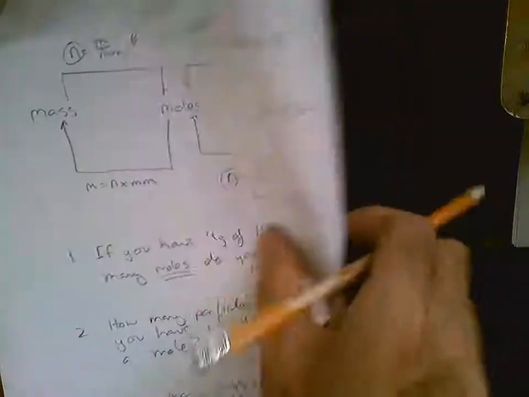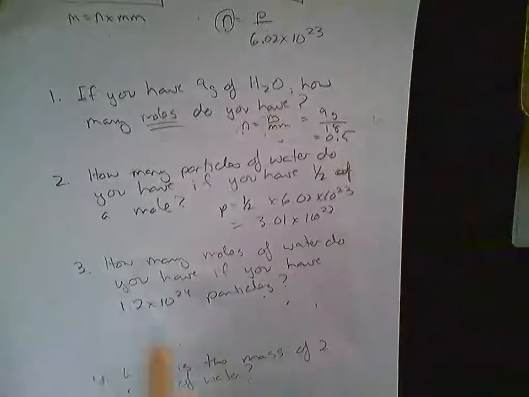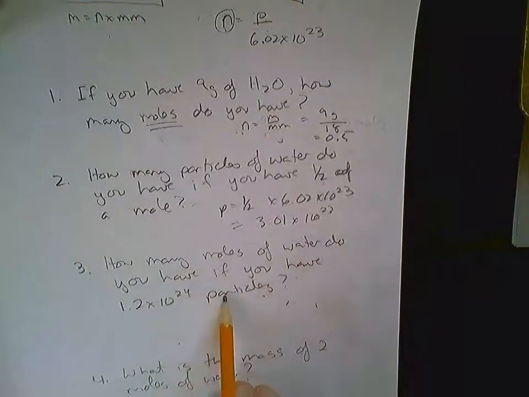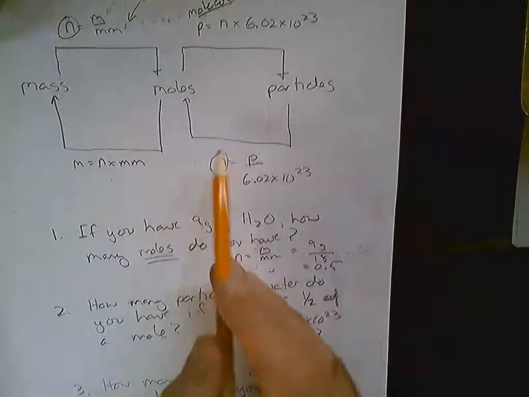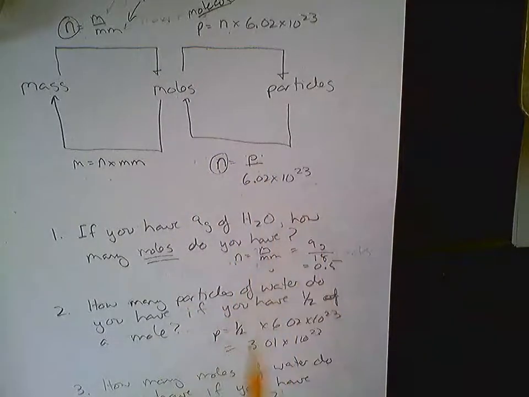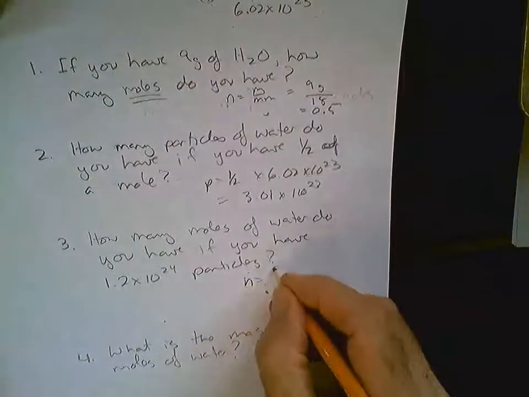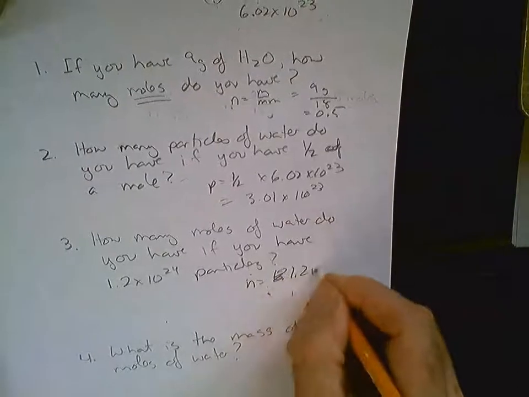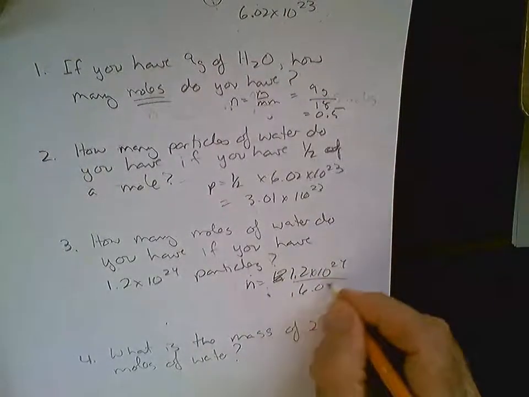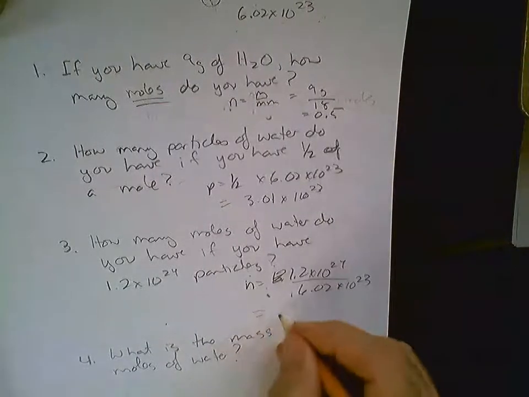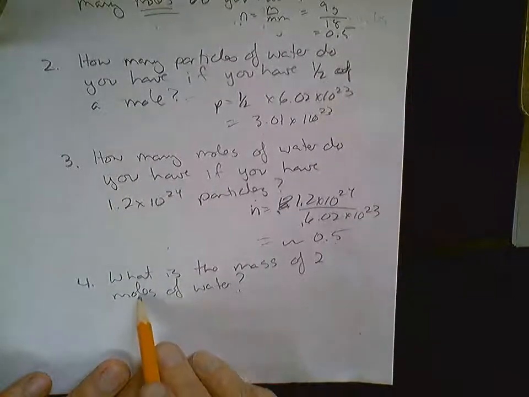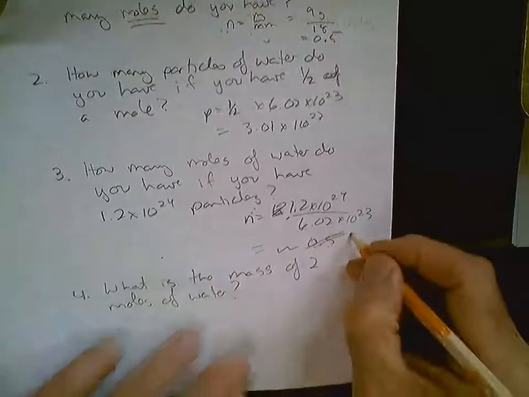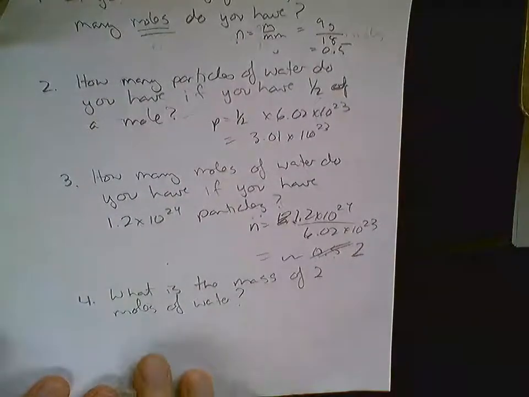All I'm doing is working my way around here to show you the 4 types of calculations you need to be able to do. How many moles of water do you have if you have 1.2 times 10 to the 24 particles? Moles equals particles over Avogadro's number, 6.02 times 10 to the 23. Moles equals 1.2 times 10 to the 24 divided by 6.02 times 10 to the 23, which is equal to about 0.5 moles. Oh, sorry, I got that wrong. That's equal to 2 moles, more or less.